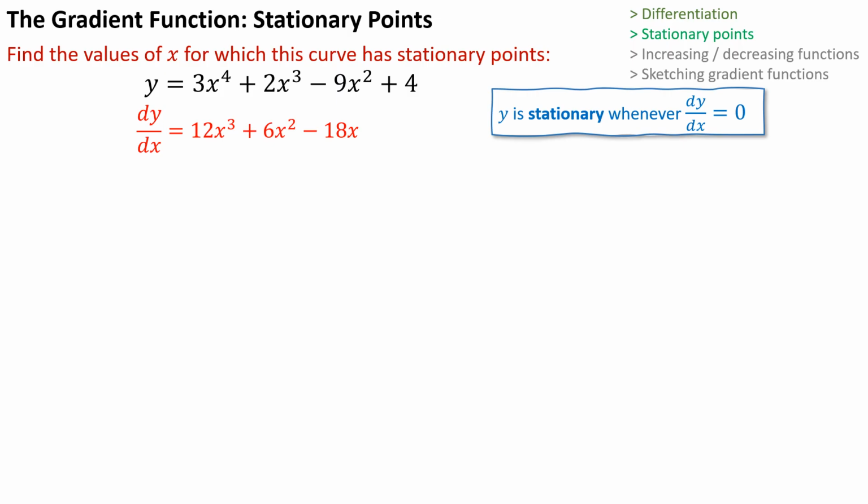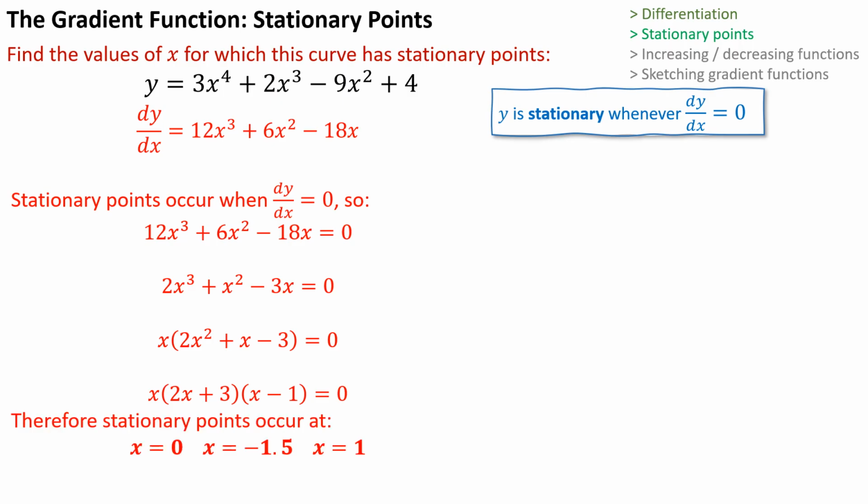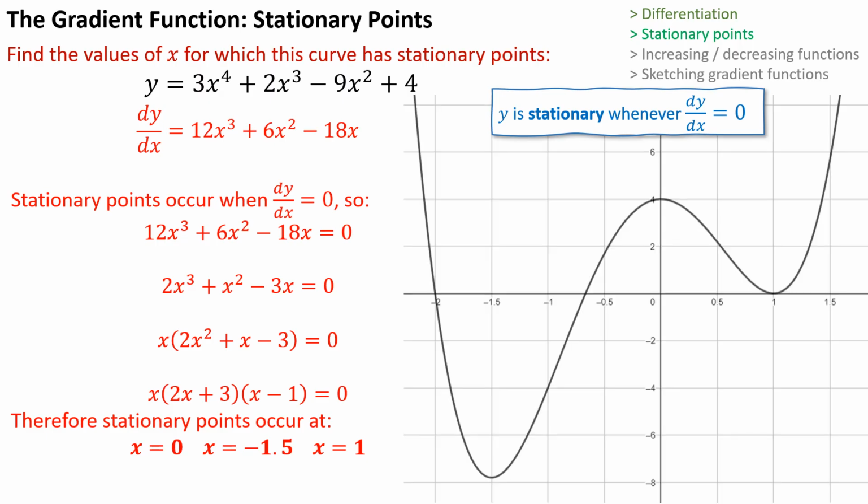We just have a cubic that has no constant, which is helpful for us because what we're going to be doing is solving this equals 0. The simplest way to start with this is probably to divide everything by 6. And when you've done that, perhaps you'll be able to pull out a factor of x, and then you're left with just a quadratic which can be factorized, and then we can identify the stationary points. We get 0 from the first factor, minus 1.5 from the next factor, and then x equals 1 from the last one. We should have stationary points at each of these 3 x values. And if you were to sketch the graph, that is what you would find.